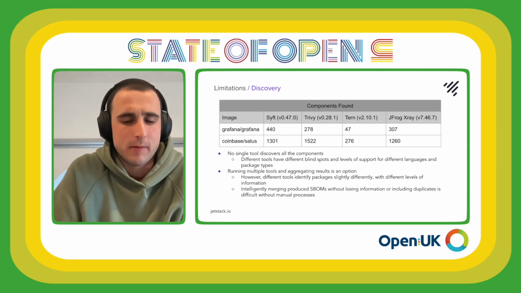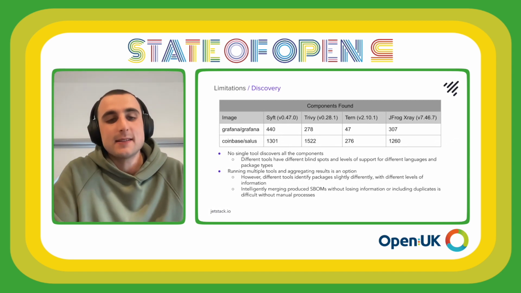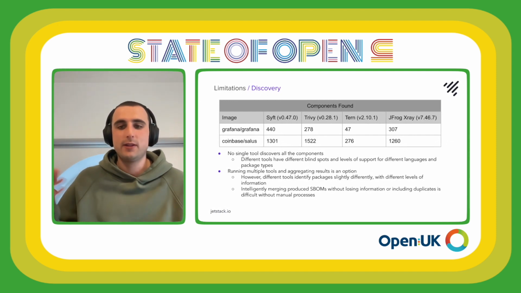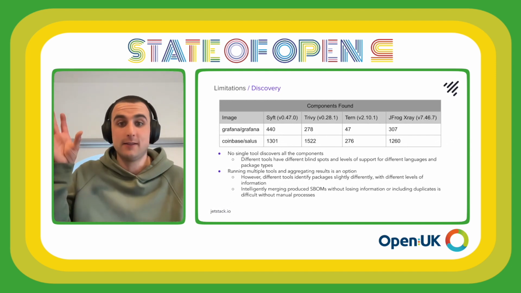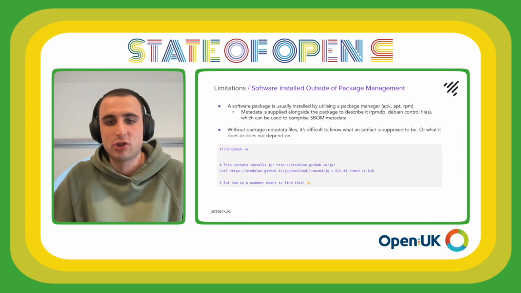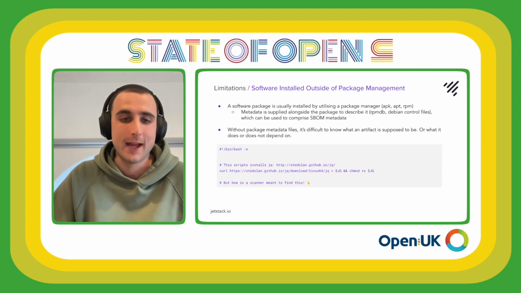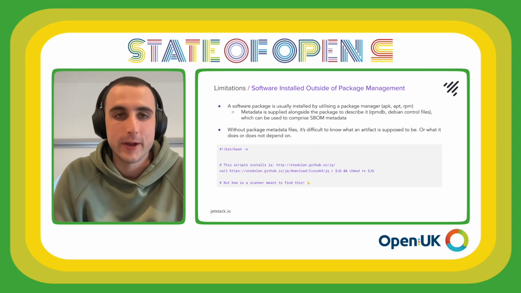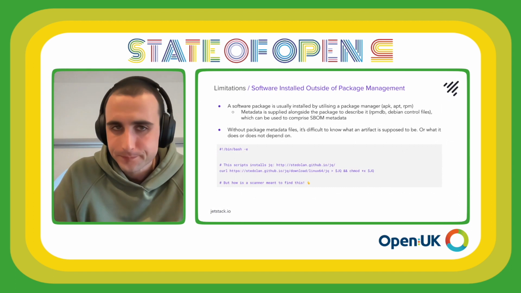You could say, oh, we'll just run multiple tools and we'll aggregate the results. That's a difficult thing to do because different tools identify packages slightly differently, with different levels of information. So augmenting and merging those SBOMs could get really, really tricky. The list of ingredients, the merging of them, could get really tricky without losing information, or indeed including duplicates, without a manual and very horrible process that a poor person would have to spend many, many hours doing in order to get a reasonable result.